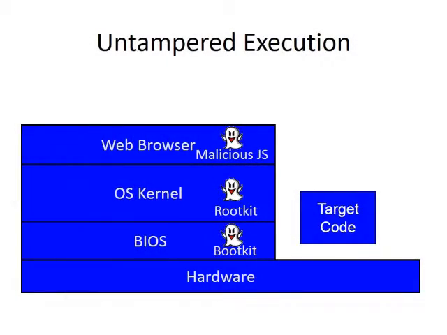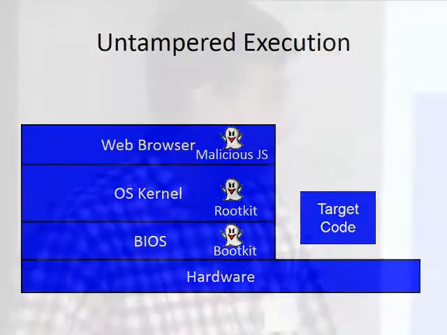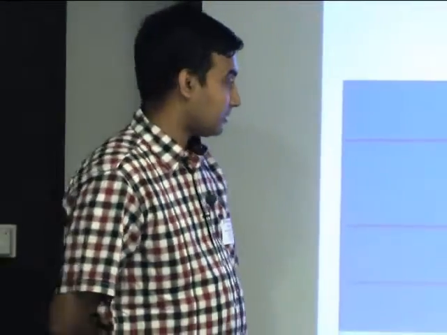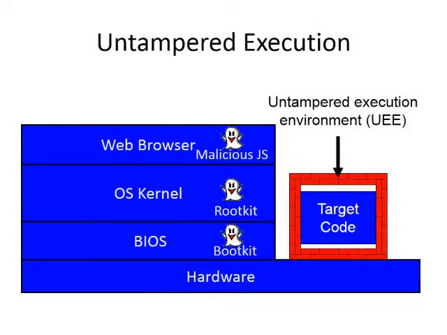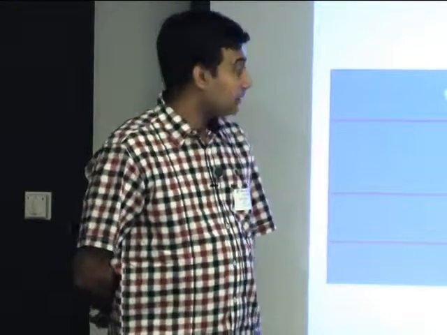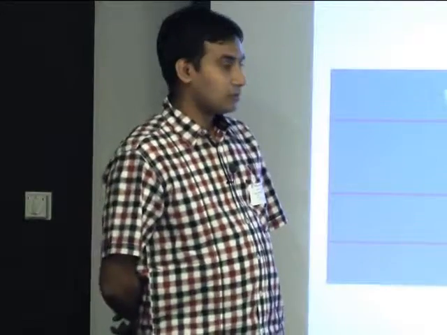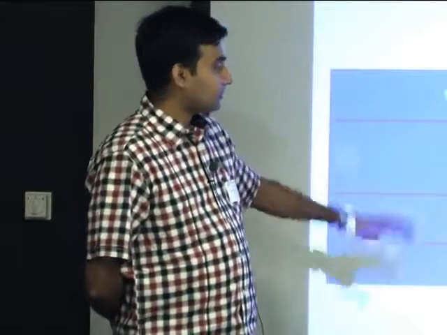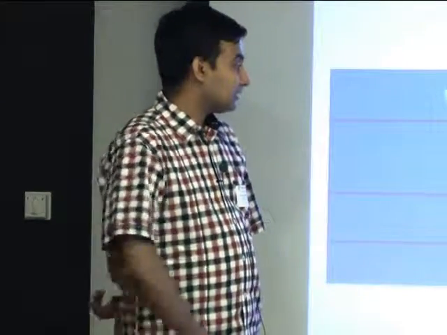So pictorially, what's happening is we have the hardware underneath, we have a potentially malicious software stack, and there is this target code. What we'd like to do is to set up essentially this execution environment that we will call the Untampered execution environment, or UEE, for the execution of the target code, so that even if the rest of the software stack is malicious, this target code can execute unmolested.